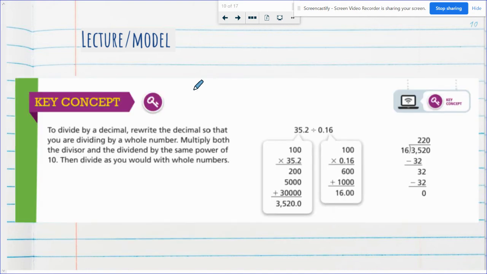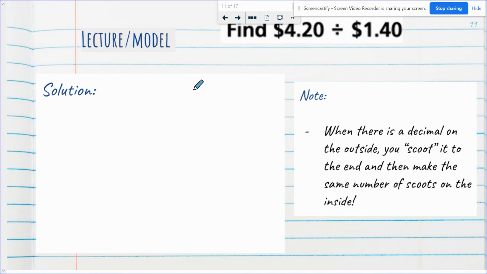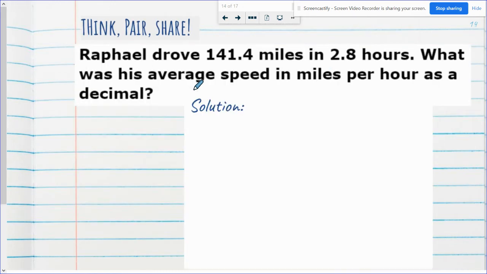All right, last but not least, we're going to look at when there is a decimal on the outside. And we're going to do this problem here. Raphael drove 141.4 miles in 2.8 hours. What is the speed in miles per hour? So we want to split up this 141.4 into 2.8 hours to get miles in 1 hour.